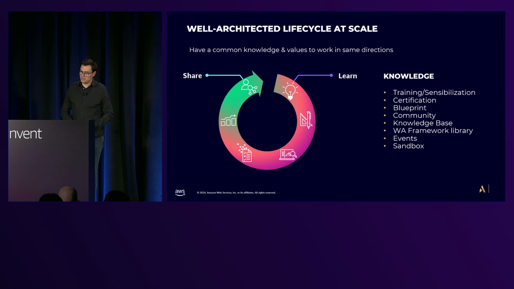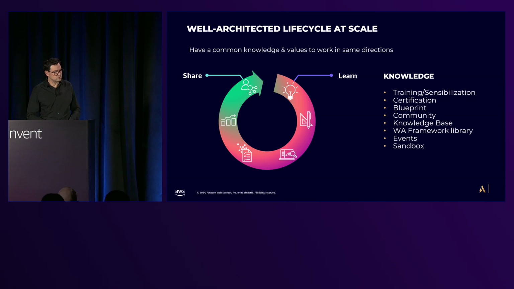Let's come back to the magic wheel of continuous improvement. Here, the topic of knowledge is really important. It's a topic of education and coaching to be sure we share and make some learning. To have a well-architected system at scale, it's really important to have common knowledge and values across the team, looking for the same directions. It can start with training, sensibilization, but also with certification. With all the material of the Well-Architected Framework, finally, you have this common mindset.